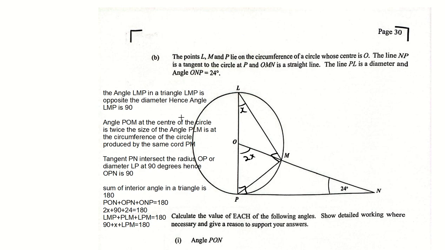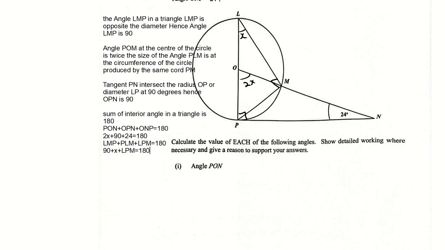Alright, so these are all the rules that I've seen thus far in this diagram. So any of the angles that they ask us to calculate, we should be able to. So first off, they said calculate the value of each of the following angles, showing detailed working when necessary, and give reason to support your answer. Angle PON. So PON, right? So immediately for PON, we would have to say the sum of interior angles is 180.